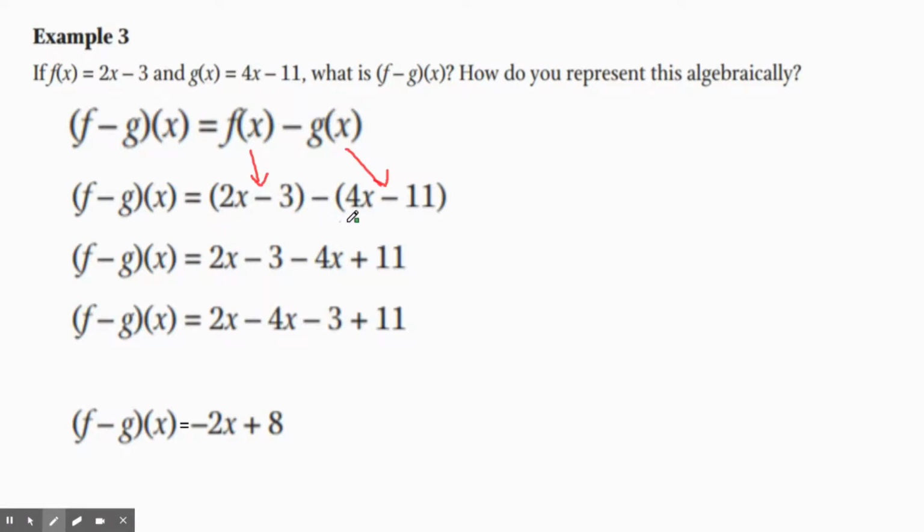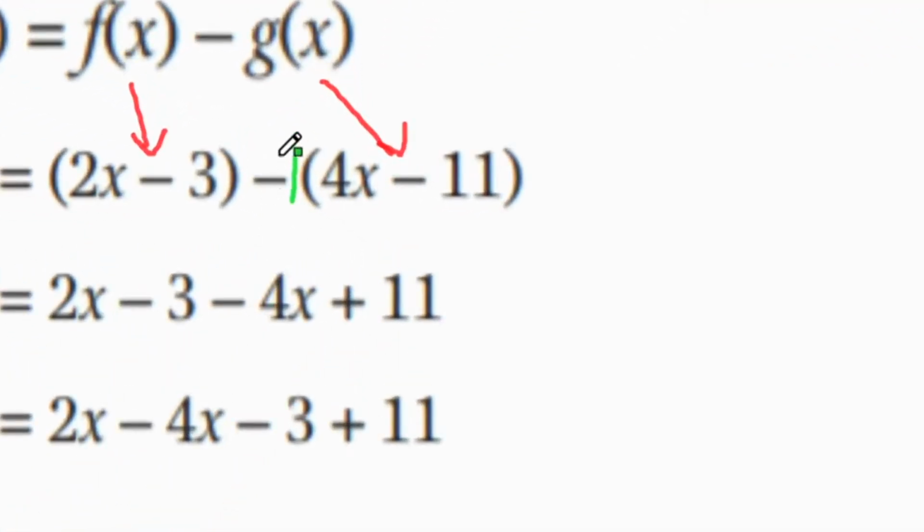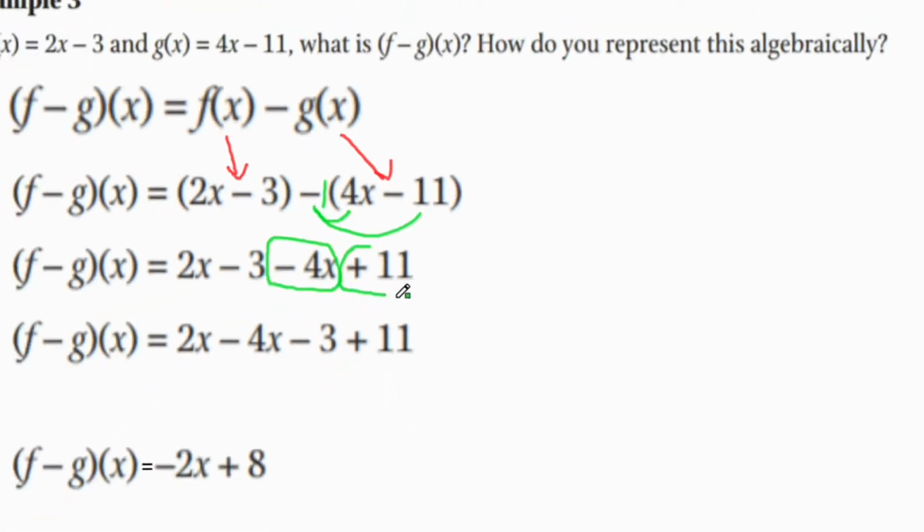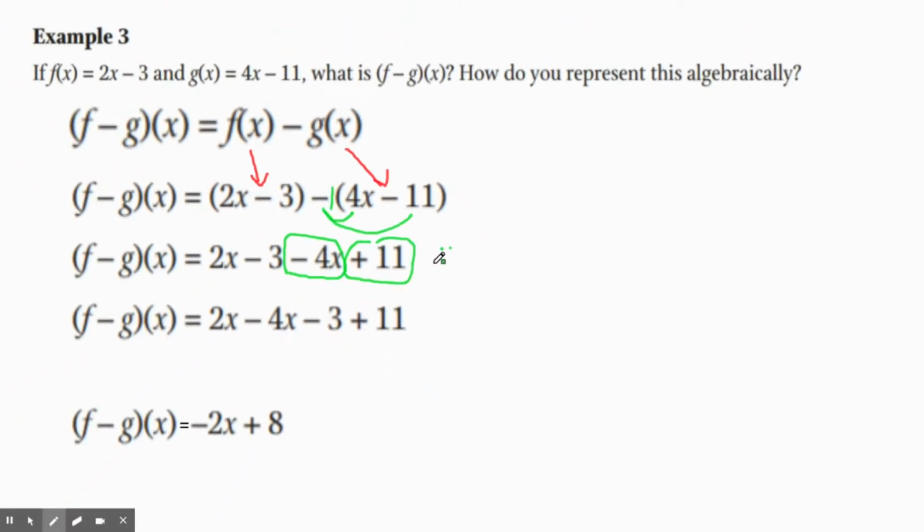And once you have 2x minus 3 minus the quantity of 4x minus 11, there's really a negative 1 on the outside of the second set of the parentheses, and you have to distribute that negative 1. So what is negative 1 times 4x? Well, it'll be negative 4x. What's negative 1 times negative 11? Well, it will be positive 11. So please be careful when you are subtracting, make sure that you are distributing that negative 1 to the second group or that second function. And then you combine like terms, and your final answer is equal to negative 2x plus 8.